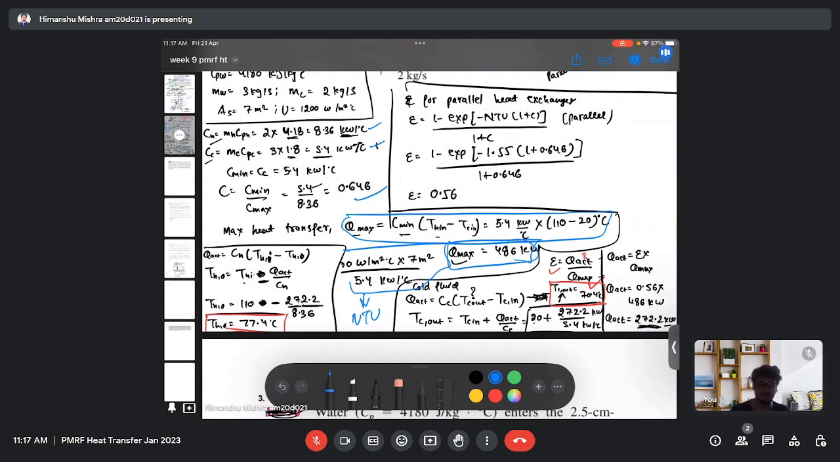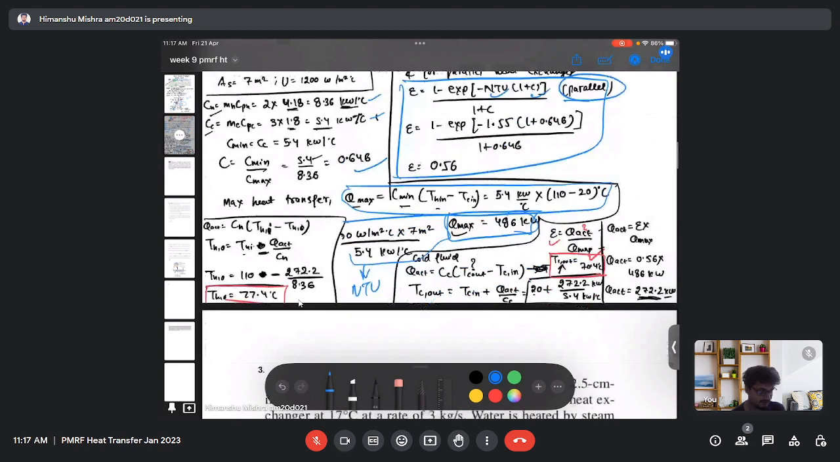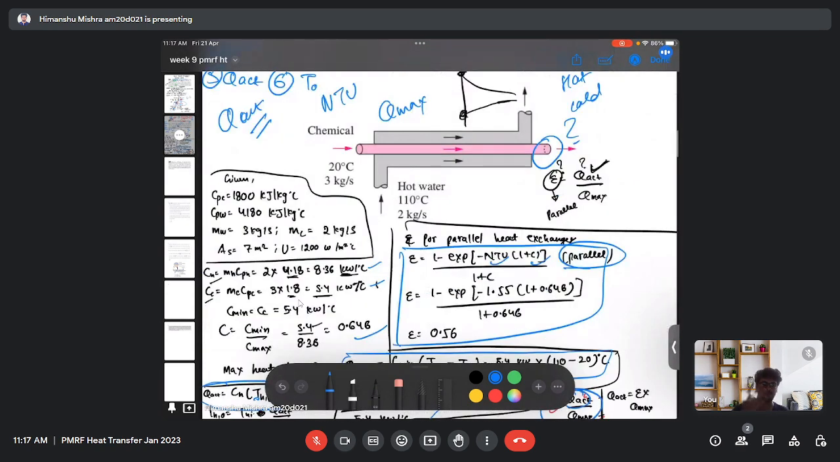After we get the maximum heat transfer and NTU, we can easily get the effectiveness for the parallel heat exchanger. It depends only on NTU and heat capacity ratio, and this formula is only for the parallel heat exchanger. Then once you get the effectiveness, you can use the general effectiveness formula to calculate the actual heat transfer. Once you have the actual heat transfer, you can use this relation for the cold fluid and the same relation for the hot fluid to calculate the outlet temperature of hot fluid and cold fluid. So it's a step-by-step procedure to keep calculating various things.